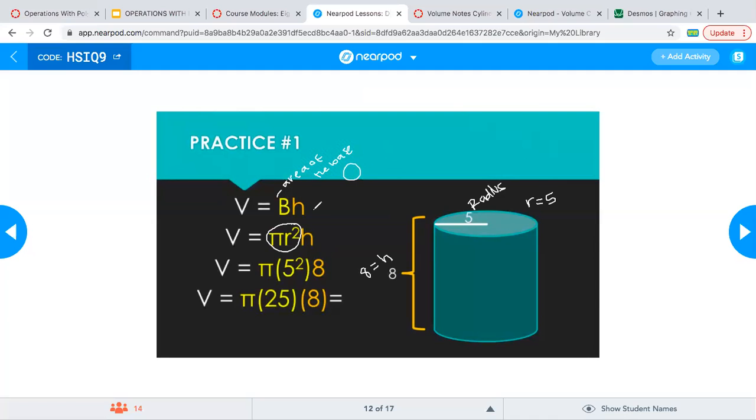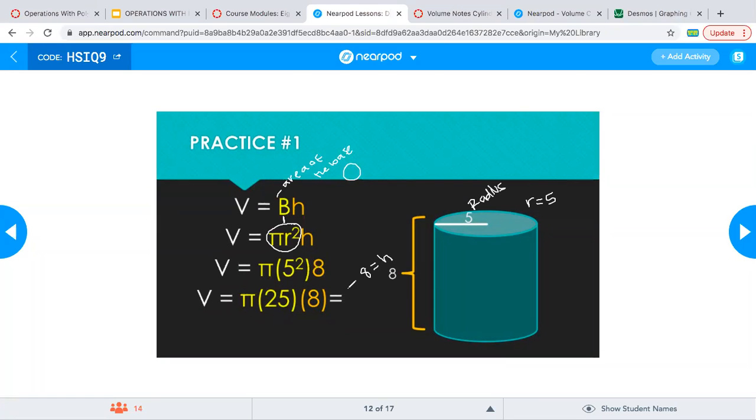Now, this is the part I need to know if it makes sense or not. Does everyone understand why capital B turns into pi r squared? Are we sure? Because capital B stands for the area of the base. The base is a circle, and the area of a circle is pi r squared. So now I'm just filling stuff in. Pi times r squared. The radius is 5. 5 squared times the height, which is 8.